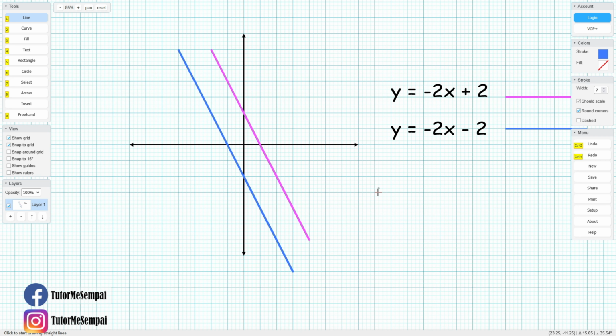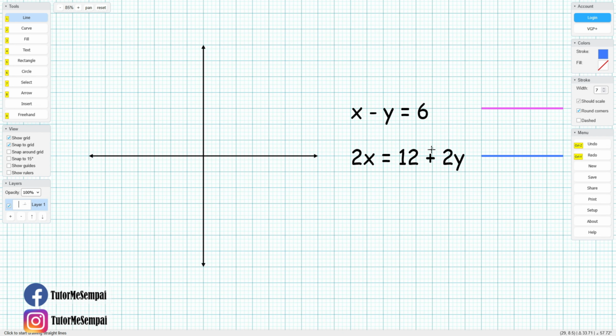Let's jump into our next equation. Here's our second example. And one of the first things you'll notice is y isn't isolated.